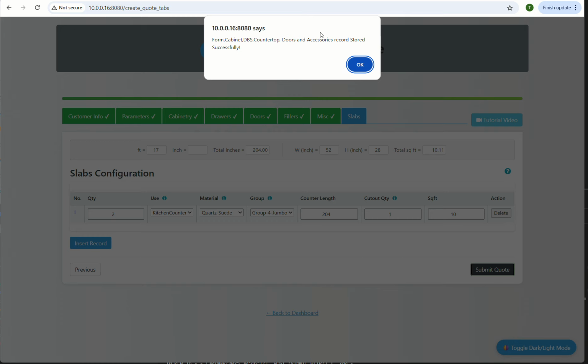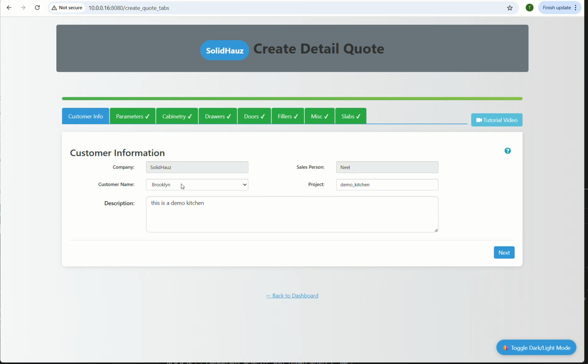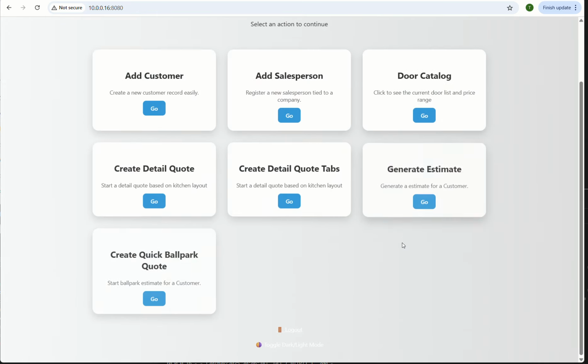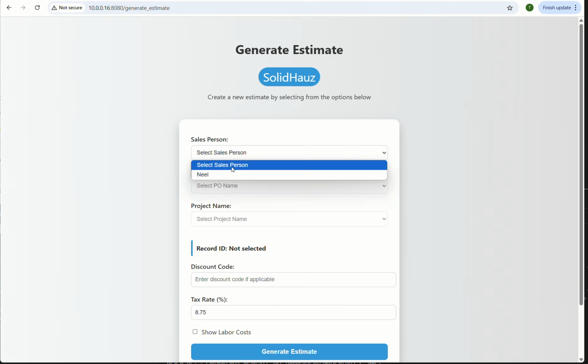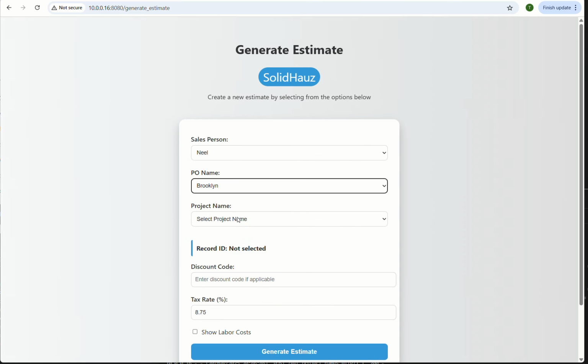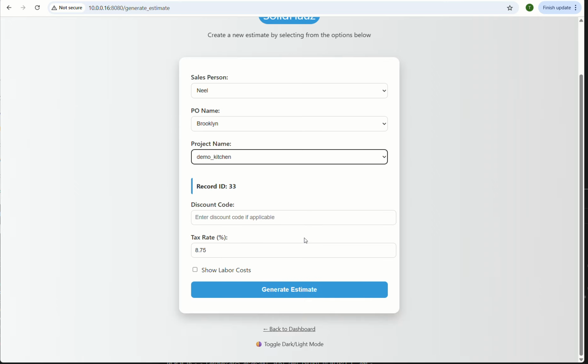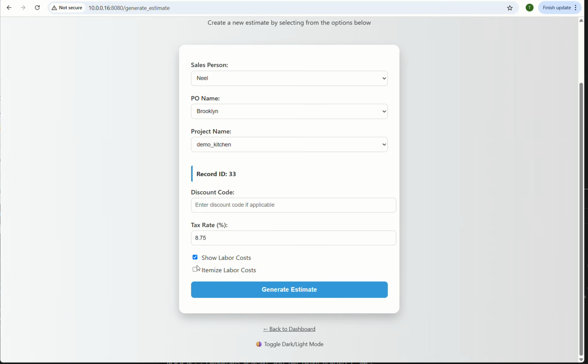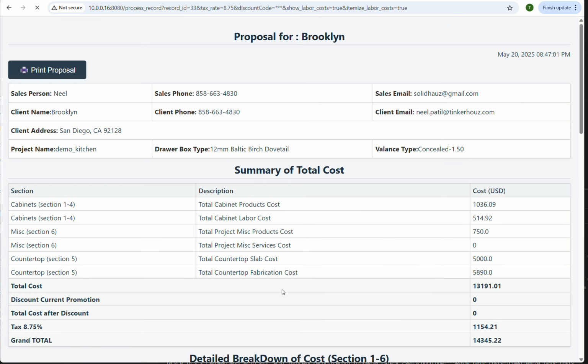Once you get this, that means all your data is stored, and you can go ahead and generate an estimate for this particular project. I did it for Brooklyn, and my project was Denver Kitchen. That is what I really need to remember. So if I go back to the dashboard, now I can go to generate estimate, and it was Denver Kitchen. Once I get a record ID, I know that it is going to be generated. So the tax rate is this. I can say, let me show labor cost, let me show the itemized cost, and I can say generate.